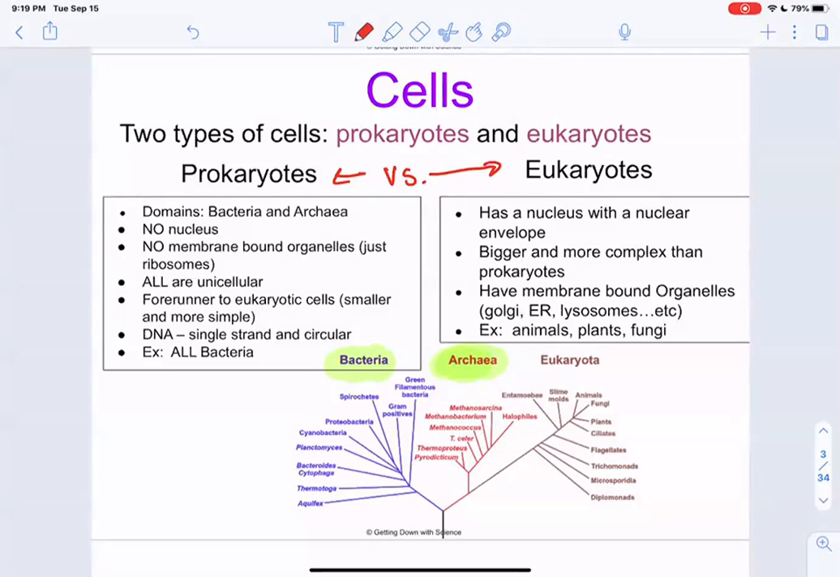Prokaryotes are going to lack a nucleus. They will have no nucleus, whereas a eukaryote does have a nucleus, with a nuclear envelope. So basically a membrane around the nucleus.